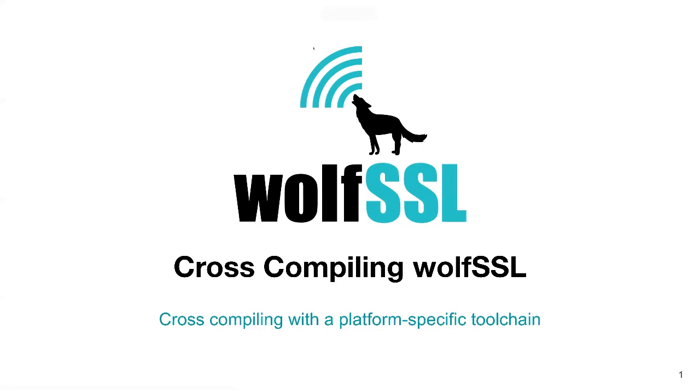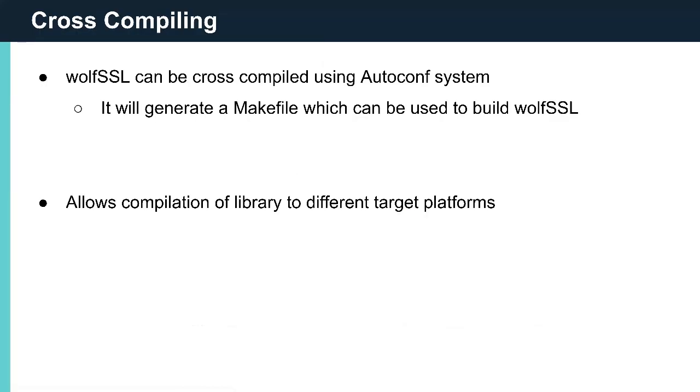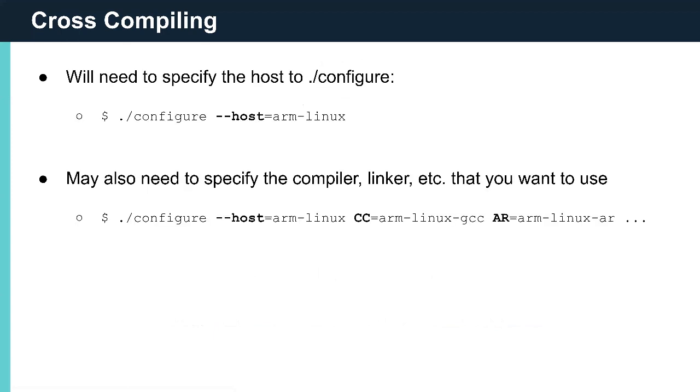A number of our customers are cross-compiling wolfSSL for embedded targets. And so they have a particular toolchain that matches their embedded target, but they still want to use autoconf to build wolfSSL. So a couple notes on doing that. wolfSSL definitely supports that. That happens all the time with our library. And you can use cross-compiling to compile wolfSSL on one system for a target system of another architecture or build.